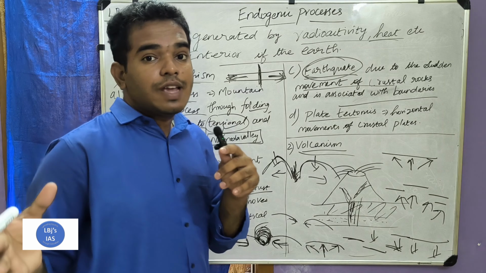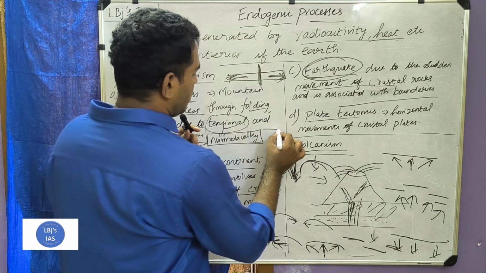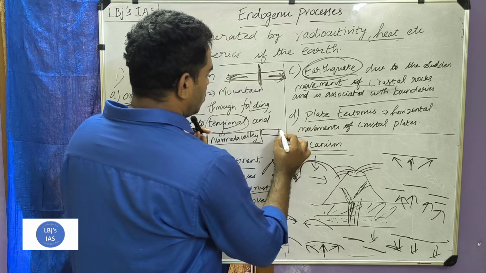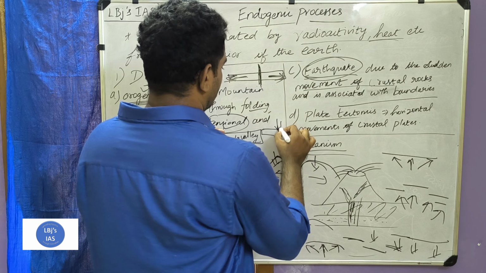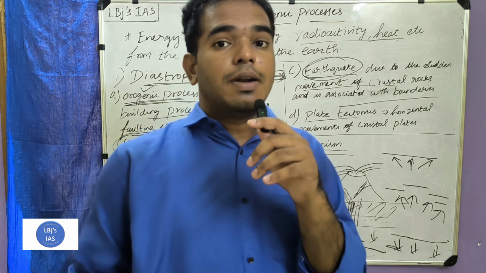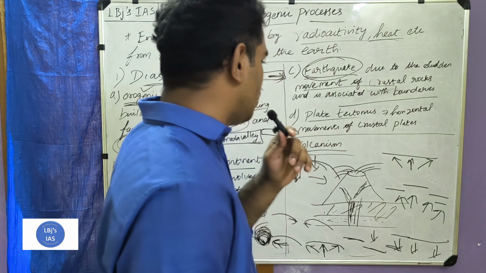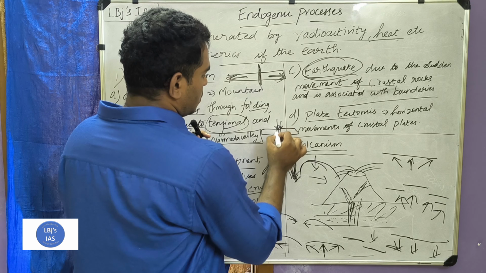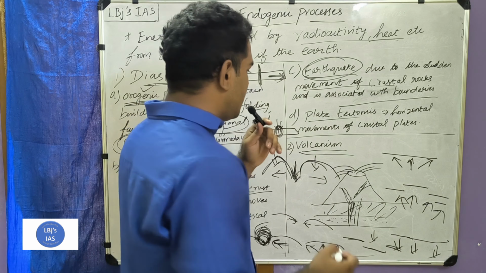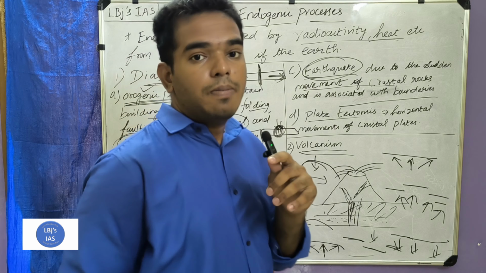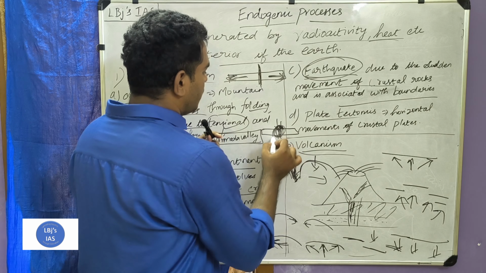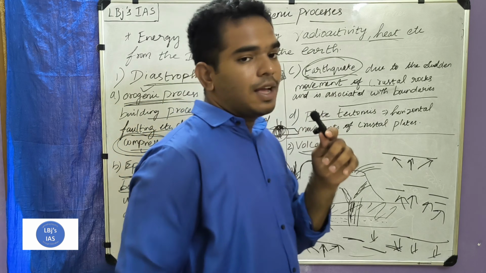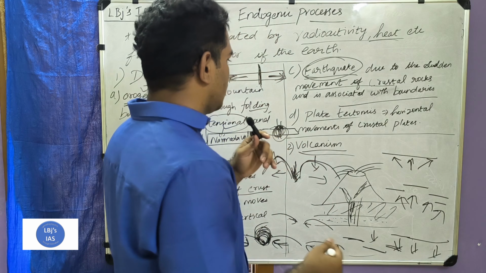In a previous video, we have seen that a boundary is nothing but the edge of a tectonic plate. So earthquakes are basically associated with these boundaries. At the edge or boundary of a tectonic plate, there will be frequent earthquakes.